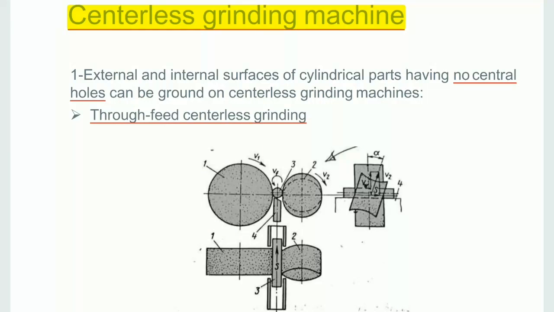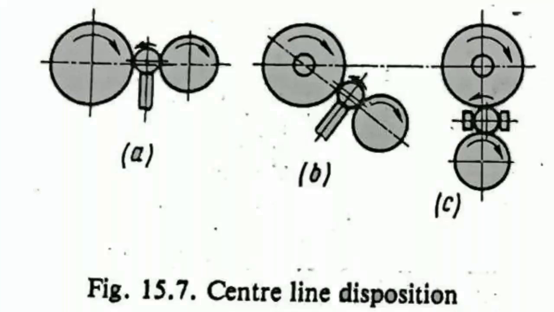Centerless grinding machine. External and internal surfaces of cylindrical parts having no central holes can be ground on centerless grinding machines. Through-feed centerless grinding, and there is the picture of this. And this is the figure of center line disposition. There are 3 types of position of center line.